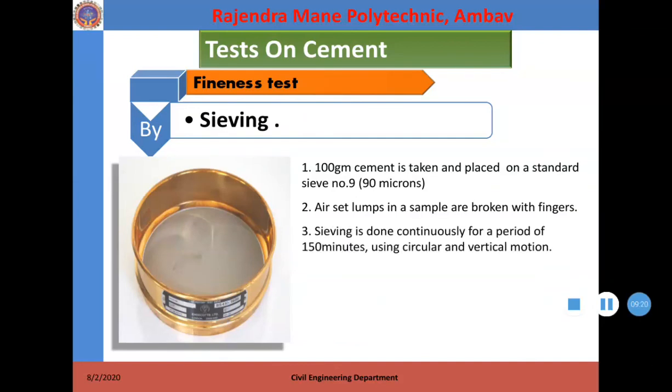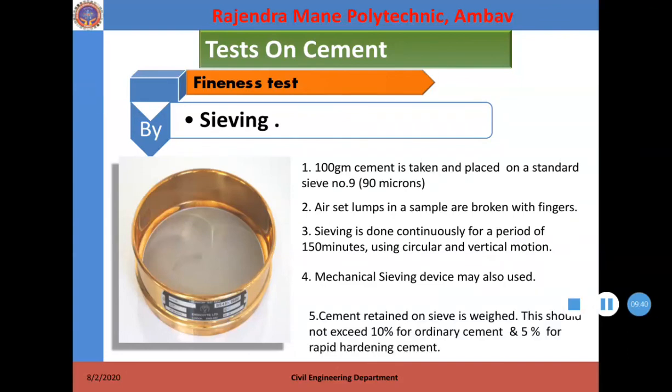Then sieving is done continuously for a period of 15 minutes using circular and vertical motion. A mechanical sieving device may also be used for sieving purposes. Then the cement retained on the sieve is weighed, and this should not exceed 10% for ordinary cement and 5% for rapid hardening cement.